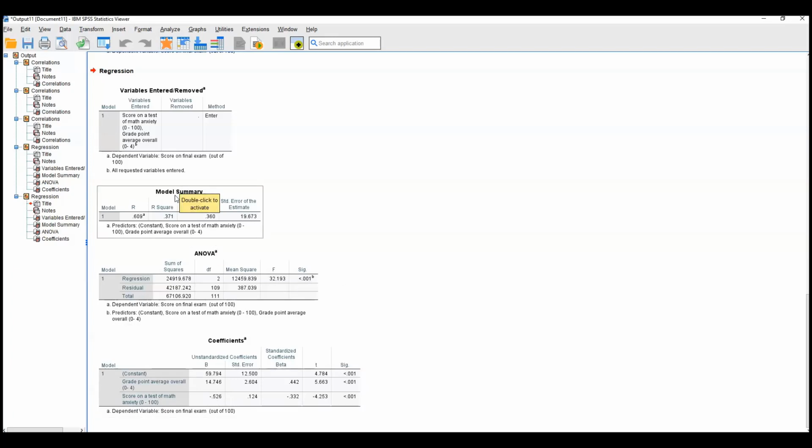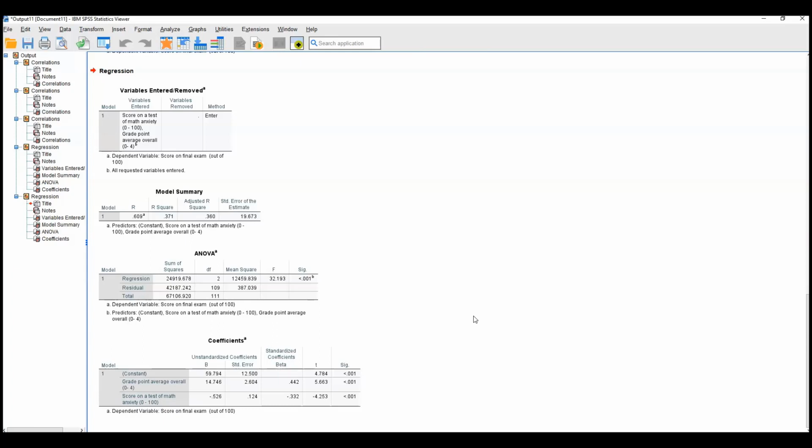So if I was reporting this, I would say the multiple regression of predicting final exam score from math anxiety and GPA was significant, accounting for 37.1% of the variance, or R squared equals 0.371. I would report the GPA coefficient was 14.746, and I could report the significance value. The math anxiety coefficient was negative 0.526, and I'd report that it was also significant. Both of these were significant predictors of final exam score.